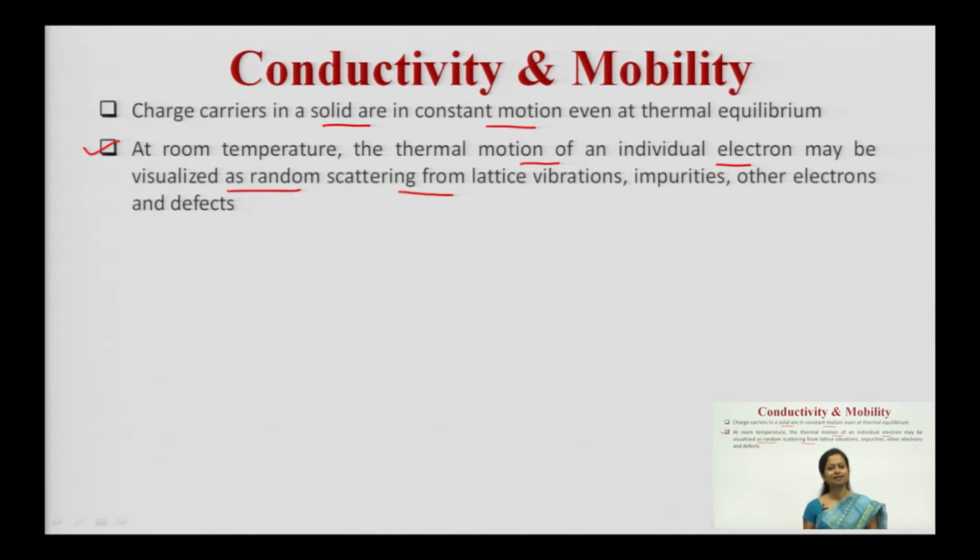But actually in case of a solid, you cannot assume that there is a single electron, there are a number of electrons. So, in that particular case, you have to assume it for a group. If you are talking in terms of electrons, it means a group of n electrons.